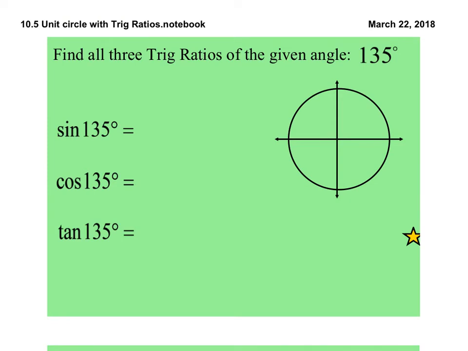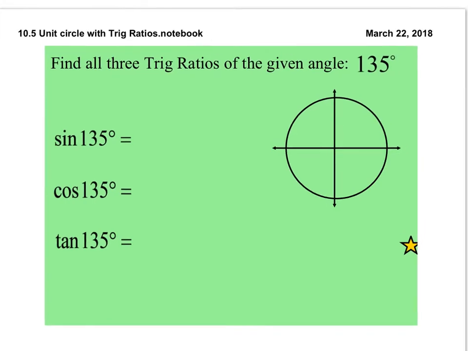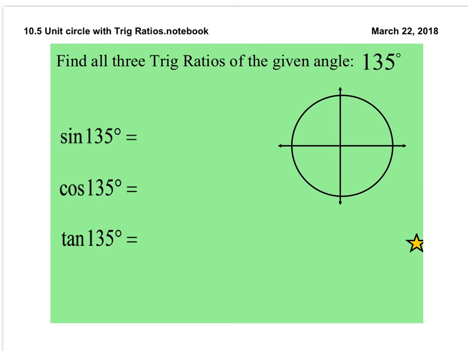Okay, let's look at our second example. Now we're going to find all three trigonometric ratios of the given angle 135 degrees. So again, like the last problem, I'm going to start off with 0 on my x-axis, starting off here. Label this 90, 180, 270, and also 360 here.